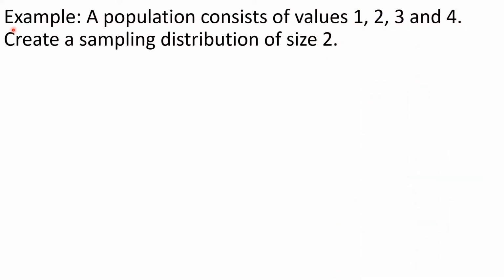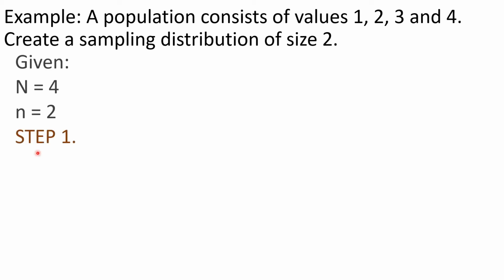Example, a population consists of values 1, 2, 3, and 4. Create a sampling distribution of size 2. The given in the problem is the population, denoted by capital N, which is 4, and the sample size, denoted by small n, which is 2. So we will follow the steps we've enumerated earlier.